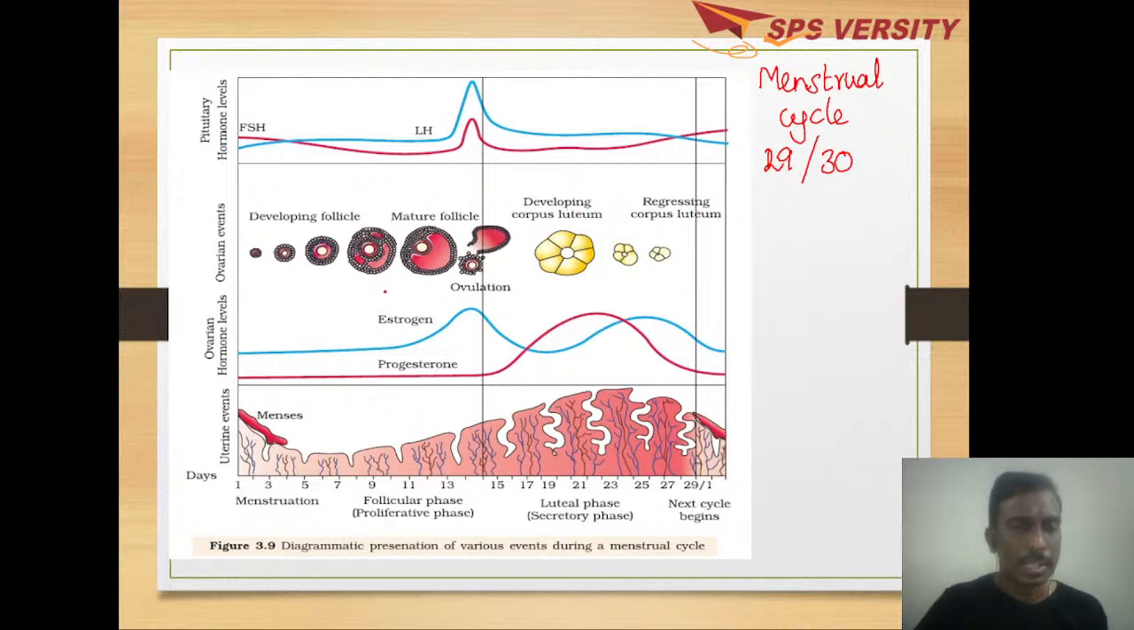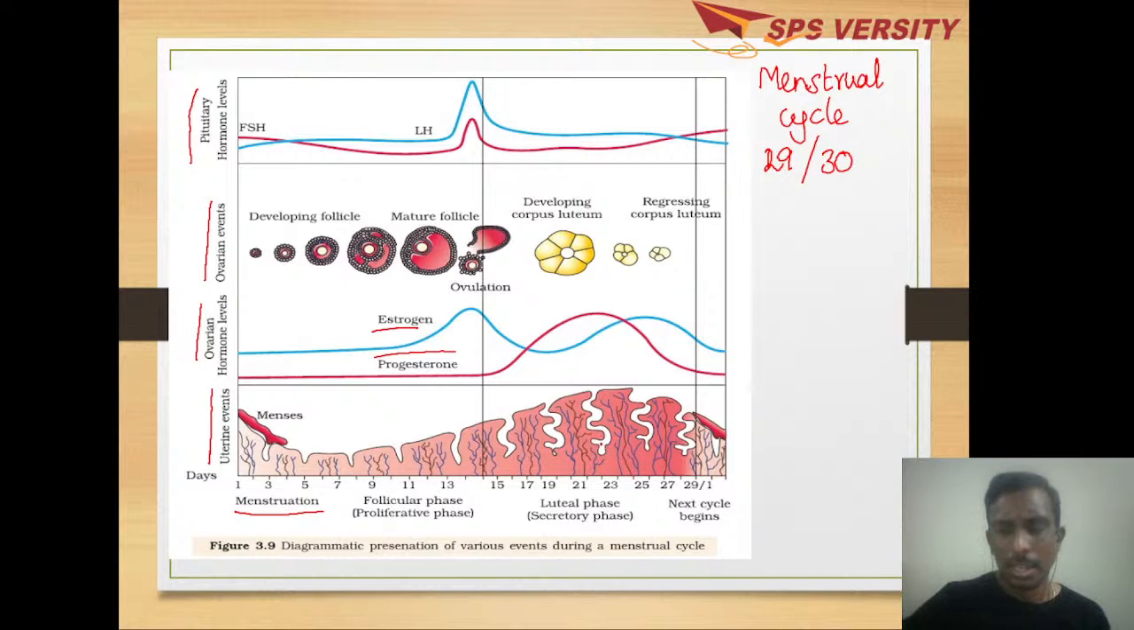Here you can see there are changes taking place in the uterine events. There are changes in ovarian hormones like estrogen and progesterone, which are secreted from the ovary. There are changes in the ovary, that is the follicular development, and we can see the changes in pituitary hormone levels. As the days proceed, initially it starts with menstruation and next comes the luteal phase.